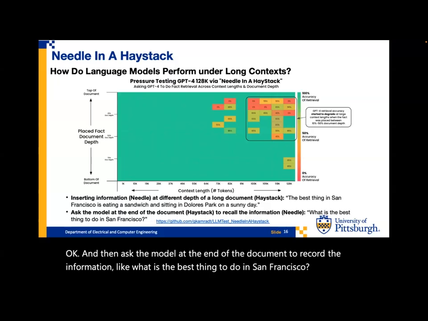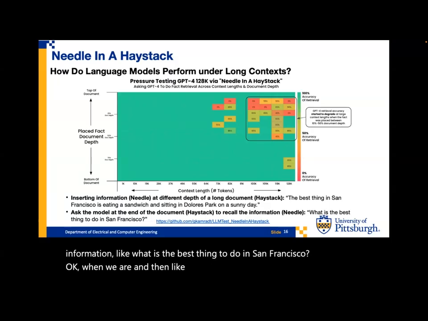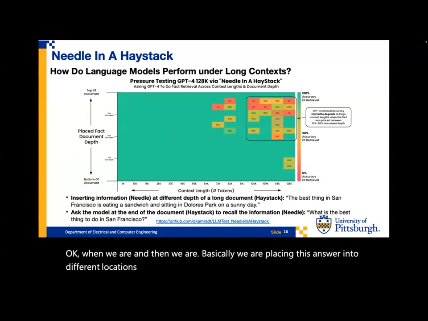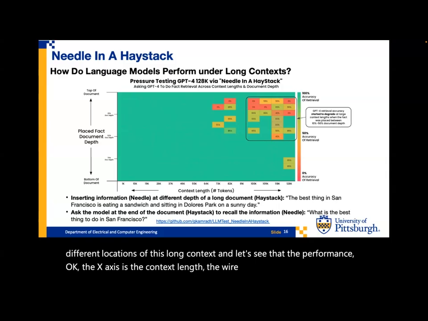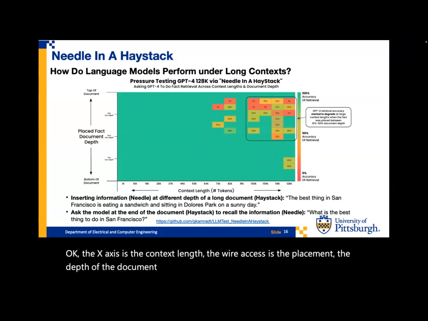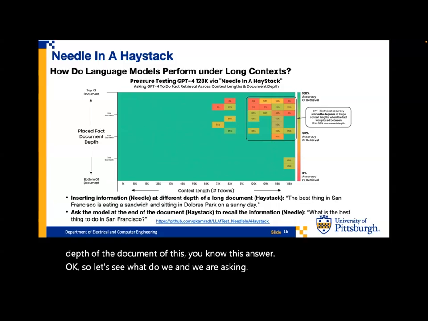Okay, and then we place this answer into different locations of this long context, and let's see the performance. The x-axis is the context length. The y-axis is the placement, the depth of the document of this answer. Okay, so let's see, we are asking GPT-4 128K to retrieve this information.